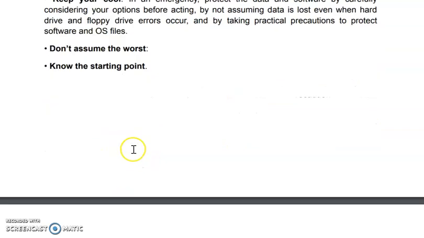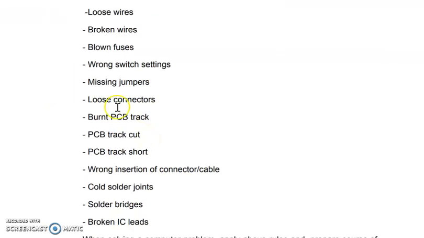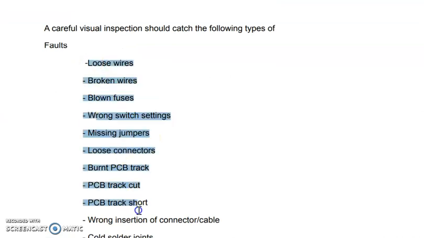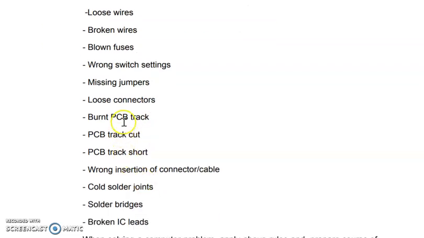Then don't assume the worst, find out the starting point. These are some faults you might have noticed, or can catch if you look carefully. There may be a loose wire connection, a broken wire connection, blown fuses, wrong switch settings, missing jumpers, loose connectors, or a PCB, that is printed circuit board, your motherboard track, that has been burned, so data cannot be passed through the motherboard. These are the problems related to your motherboard.